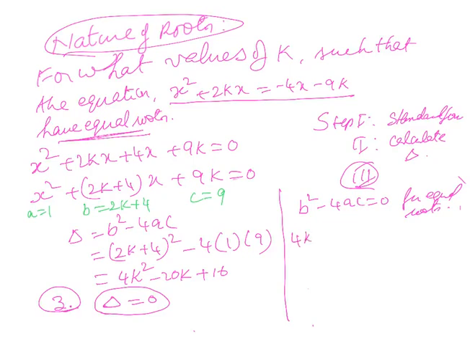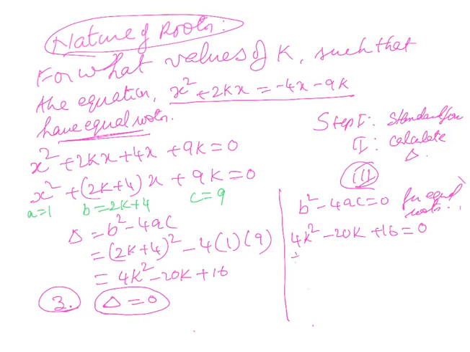Now you equate 4k squared minus 20k plus 16 to 0. Follow a routine, follow a certain procedure that will help us. Now this is nothing but a quadratic in k. As you can see, you can use the quadratic formula, or you can use factorization, or completing the square, any method. You can simplify it.